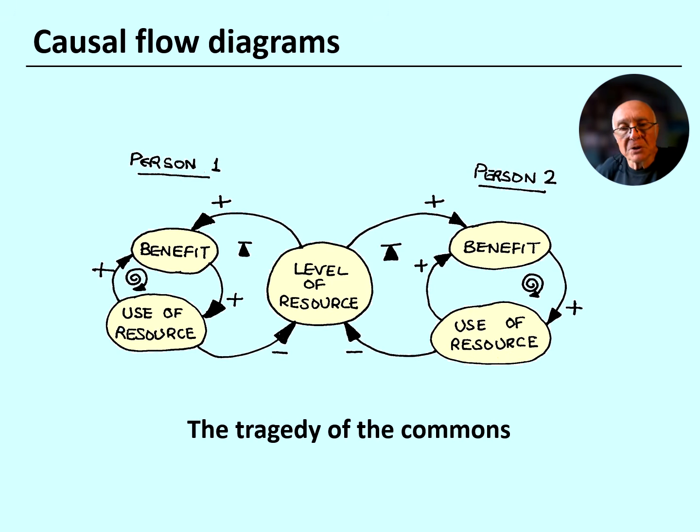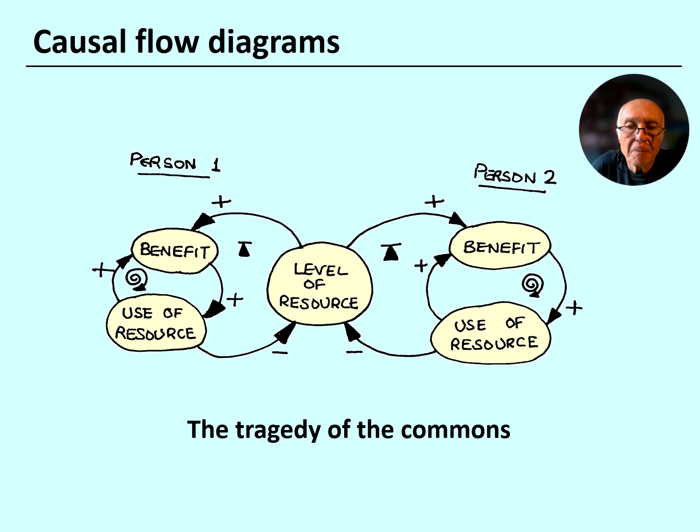So we've got two loops going on. We've got a reinforcing loop and a stabilizing loop. And which one actually becomes most significant over time depends on how rapidly things happen. Now, of course, if it's common grazing, another person may come along and bring their cattle along, and that will mean that the level of resource will go down more quickly. So that will affect the dynamics of the first person's loop.